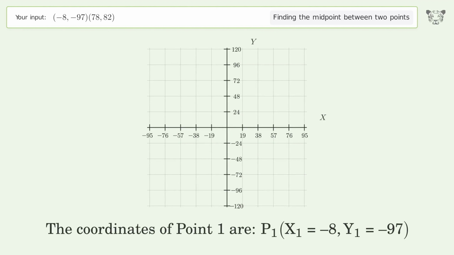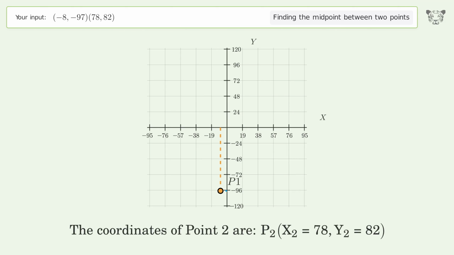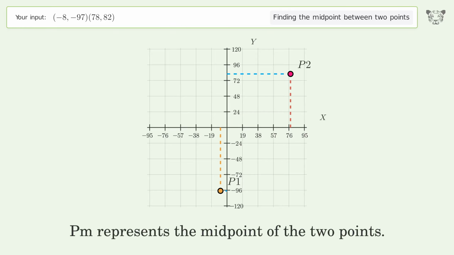The coordinates of point 1 are, x1 equals negative 8, y1 equals negative 97. The coordinates of point 2 are, x2 equals 78, y2 equals 82. PM represents the midpoint of the 2 points.